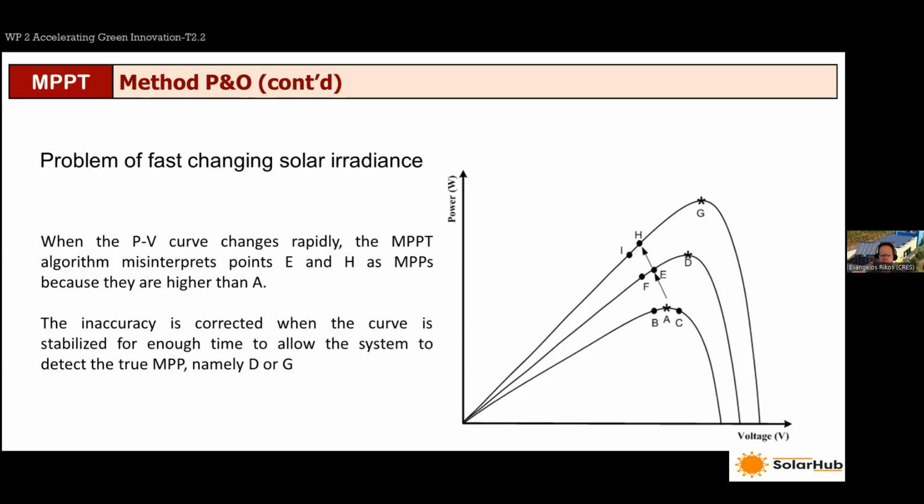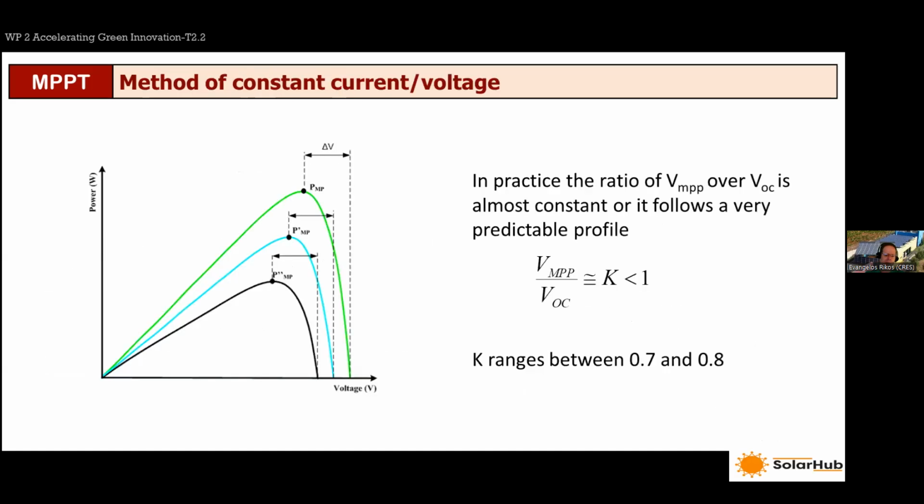Once, of course, the PV characteristic stabilizes, then it goes to the right point, but this is a problem that other methods try to overcome. One method is the constant current voltage. This method is based on the premise that the maximum power point is always proportional to the open circuit point in terms of voltage.